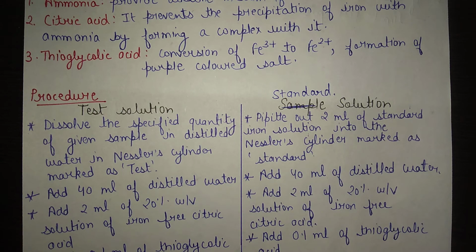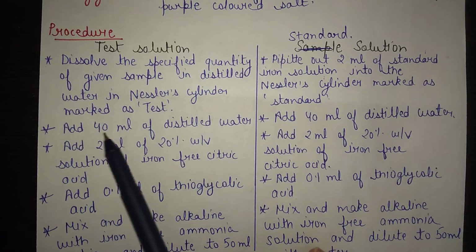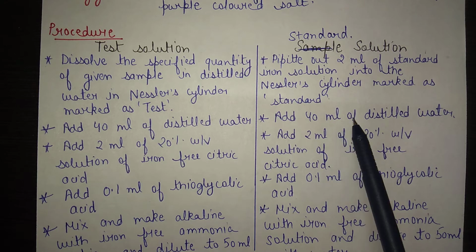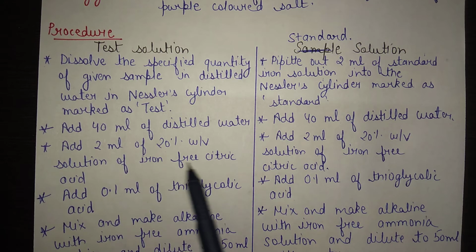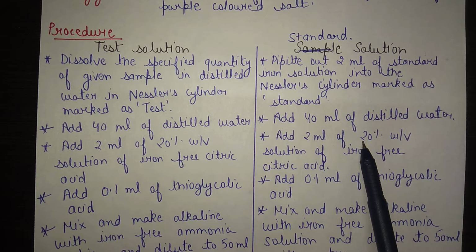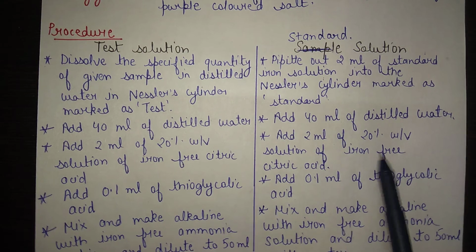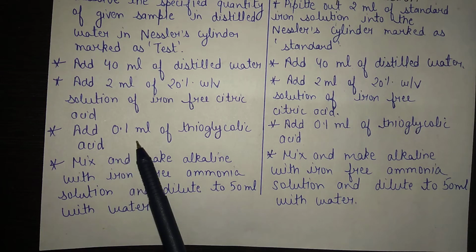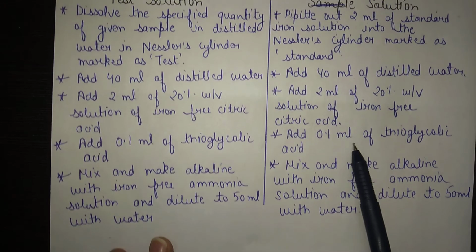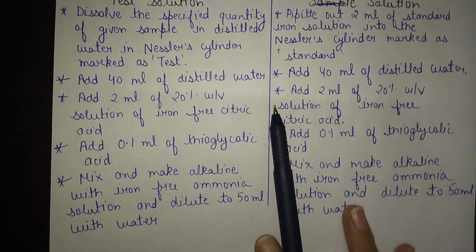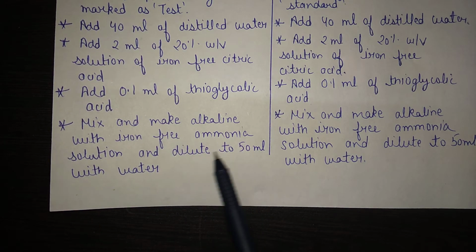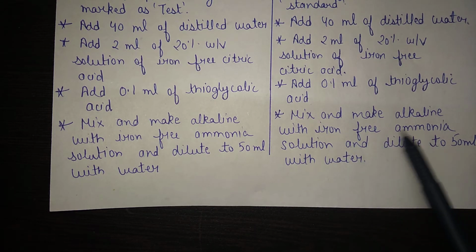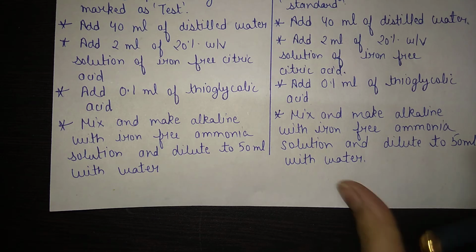Now the rest of the steps are the same. Add 40 ml of distilled water. Here also add 40 ml of distilled water. Add 2 ml of 20% weight by volume solution of iron free citric acid, in both. Add 0.1 ml of thioglycolic acid, in both. Then finally we will mix and make alkaline with iron free ammonia solution and dilute to 50 ml with distilled water. Here also we will make the solution alkaline by using iron free ammonia solution.